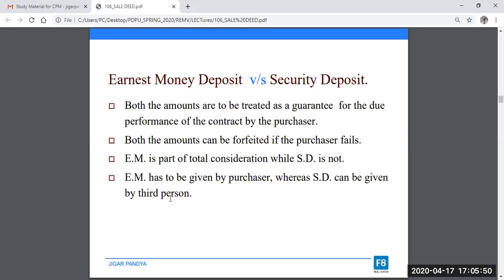And so he is putting some guarantee on line to make sure this transaction is good. So then that has to be done through the instrument of security deposit and not through EMD. So EMD can only be paid by the buyer, that is the vendee, and security deposit can be given by a third person. Security deposit can also be given by the buyer, but usually if a buyer gives, he or she would call it an EMD, whereas if a third person gives, it would be called security deposit. So that's the key difference between the two.